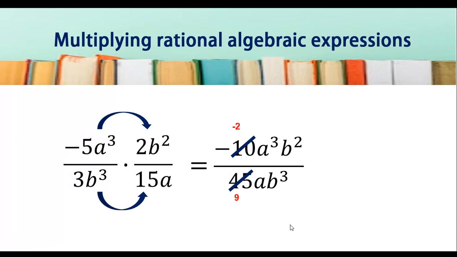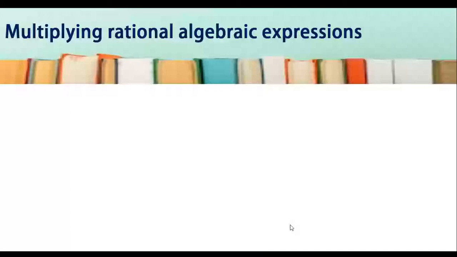This will become negative 2 over 9, and then a cubed and a, that will become a squared, b squared and b cubed, that will become b. So our answer now is negative 2a squared over 9b. Next example.